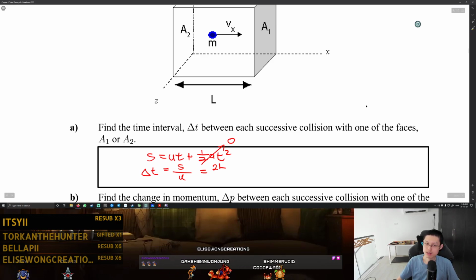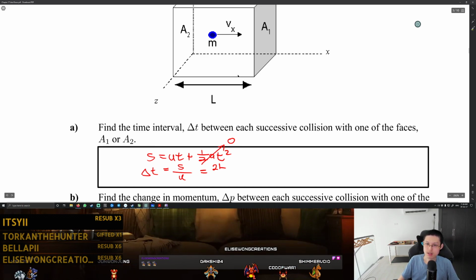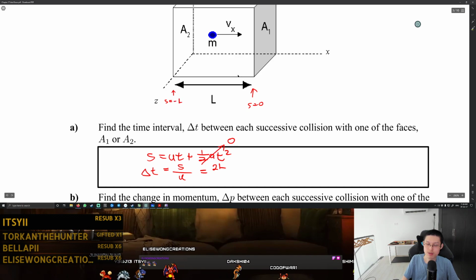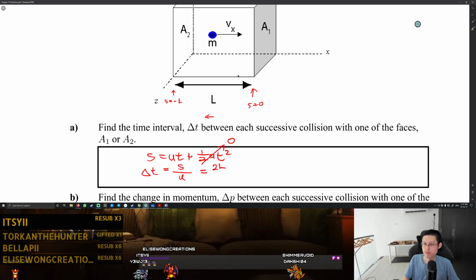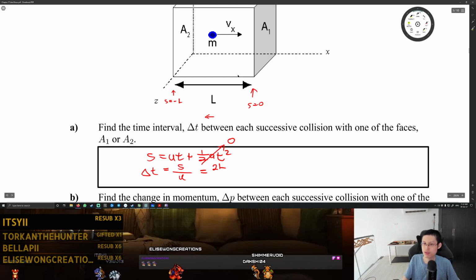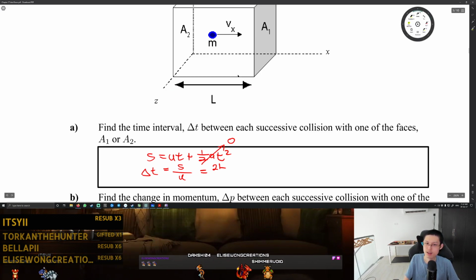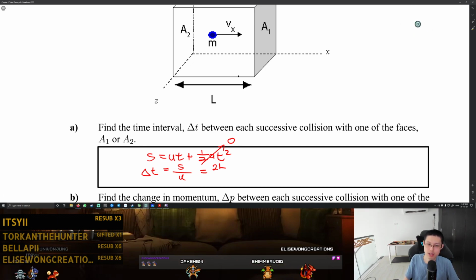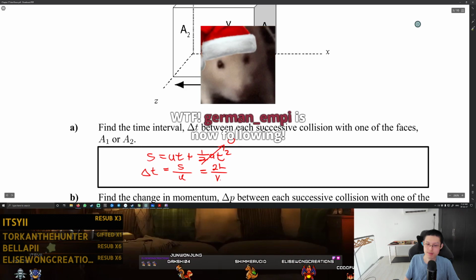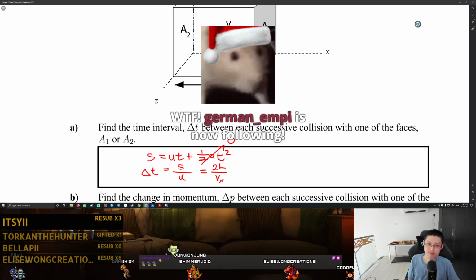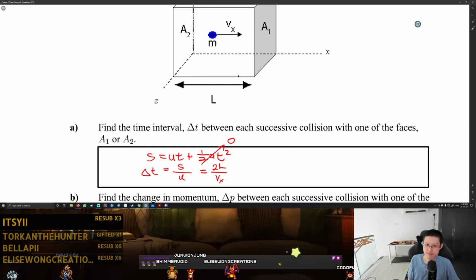Technically, S is referring to the displacement. If you go from here to here, let's say this point is S equals 0. This point is S equals negative L. Let's say going to the left is negative. How should I explain this? Okay, you know what? Just think of this as the total distance traveled. So u here is going to be the speed, which is going to be Vx. And there you go. That is the total time taken.